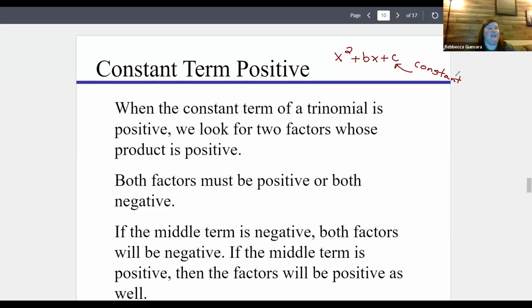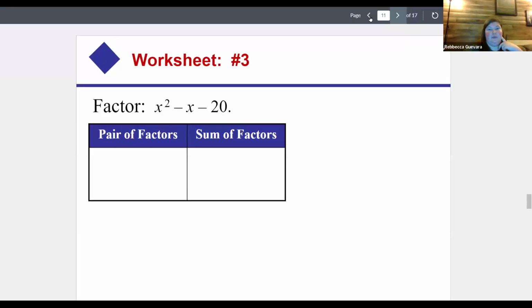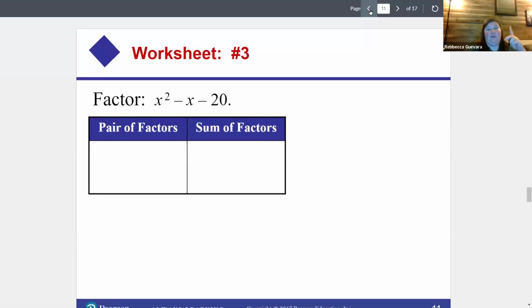So that's what I was saying for number 2, that I already saw the middle term was negative. My constant term was positive. I knew I was going to need 2 negative numbers. Like I said, if you're a little unsure about that, it's just a way to help you eliminate some factors to look at. You can still just look for every pair of factors as a way to do this. So work on number 3, and then we're going to talk about what happens when we have a negative constant.